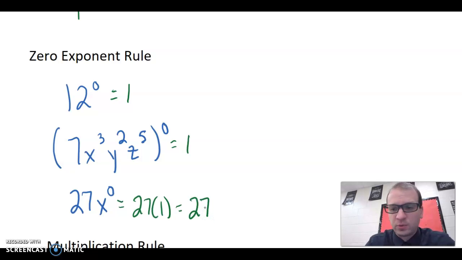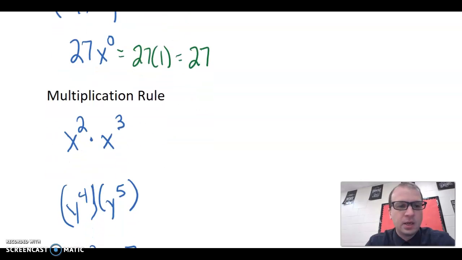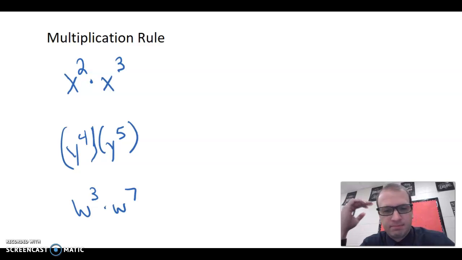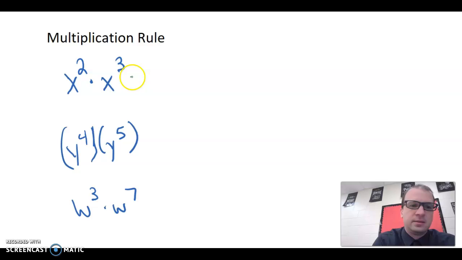So the zero exponent rule is going to tell us that if you have a quantity taken to the 0 power, it becomes 1. But only that part. Multiplication rule. If we are multiplying quantities with the same base, so x or y or whatever letter we're using, or number for that matter, we can quickly find the simpler version of it.